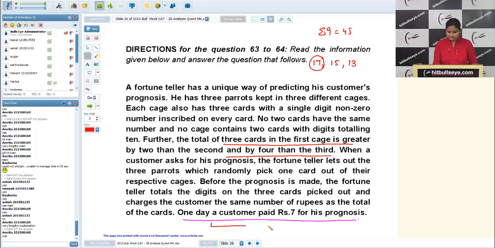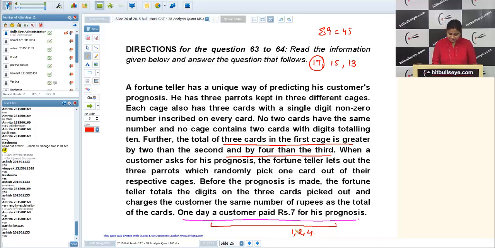Now making use of the last line, one day a customer paid ₹7 for his prognosis. 7 can be made by using these 3 numbers only: 1, 2, 4. It means these 3 cards are in different cages. Correct? Are you getting me? Yes. Now coming to this. Now I can say that if I take 17, 17 will contain either 1 or 2 or 4.